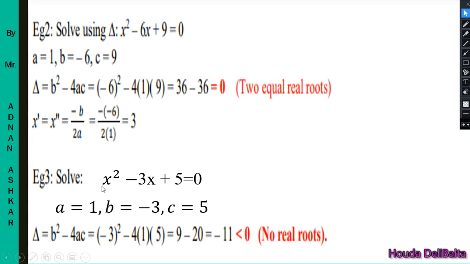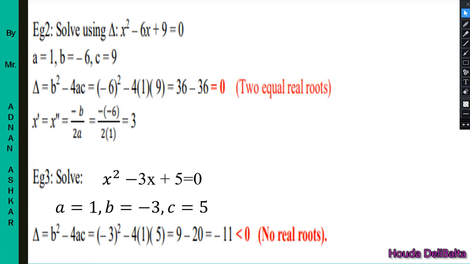This equation, x squared minus 3x plus 5 equals 0. Here a is 1, b is minus 3, and c is 5. Delta is b squared, which is minus 3 squared, 9, minus 4 into 1 into 5. A is 1 and c is 5 for ac, which is 9 minus 20, which is minus 11. Minus 11 is a negative number, then this equation has no real roots.